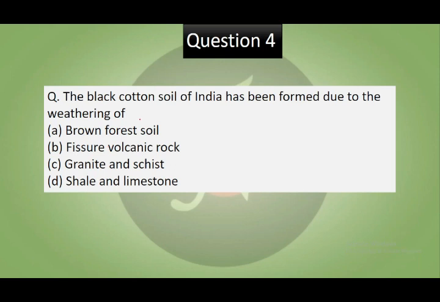Now, question number 4. The black cotton soil of India has been formed due to weathering of brown forest soil, fissure volcanic rock, granite and schist, shale and limestone. Pause the video, try to answer.